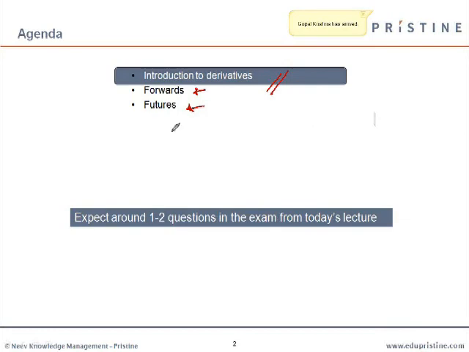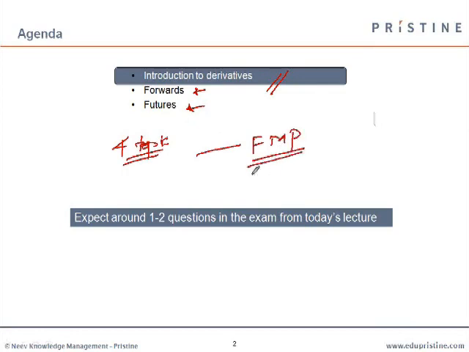So when it comes to FRM Level 1, there are only four topics which are given weightage. One of the topics is FMP. FMP stands for Financial Markets and Products. And the weightage for that on the exam is 30%.